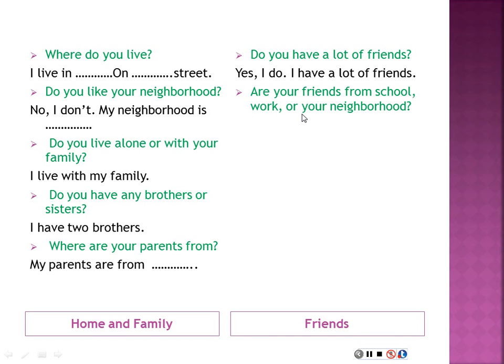The same thing for and. Are your friends from school and work and your neighborhood? We don't say that. We put a comma instead of and or. So are your friends from school? هل أصدقائك هم من المدرسة، من العمل، أو من المنطقة التي تعيش بها، من الحارة؟ The answer, my friends are from school. My friends are from school because we have more than one choice. عندنا أكثر من خيار. My friends are from school. أصدقائي من المدرسة.